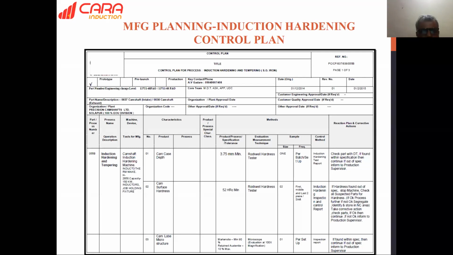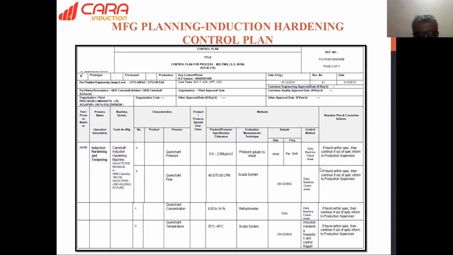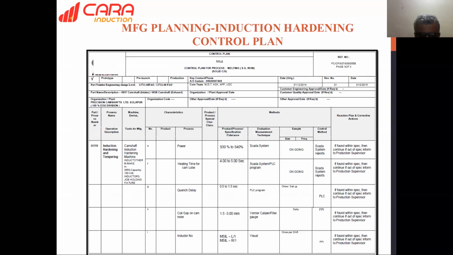Next, sir. This is the control plan. In the control plan, whatever process parameters you are using, all those process parameters need to be tracked: the time, potentiometer reading, kilowatt, voltage, all the parameters. You need to take care of that, and accordingly you have to control the process. Next, sir. This is an example of one control plan.